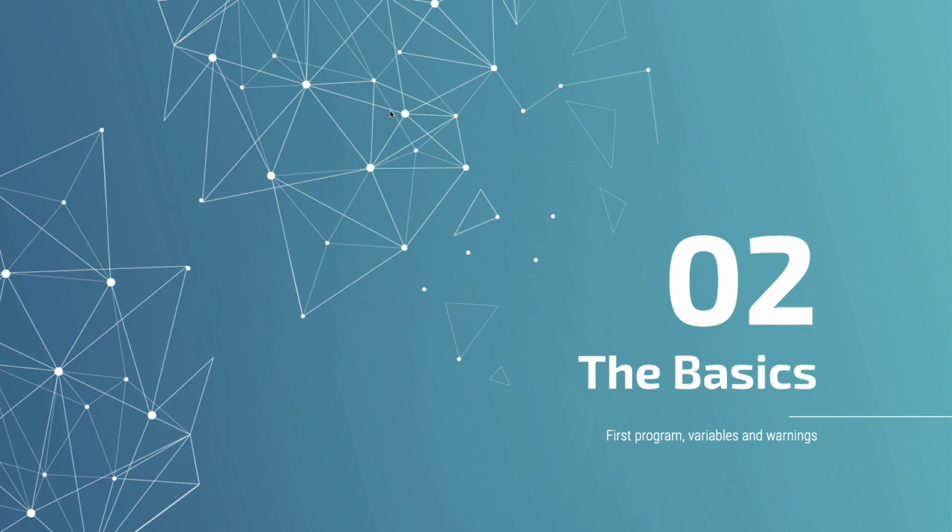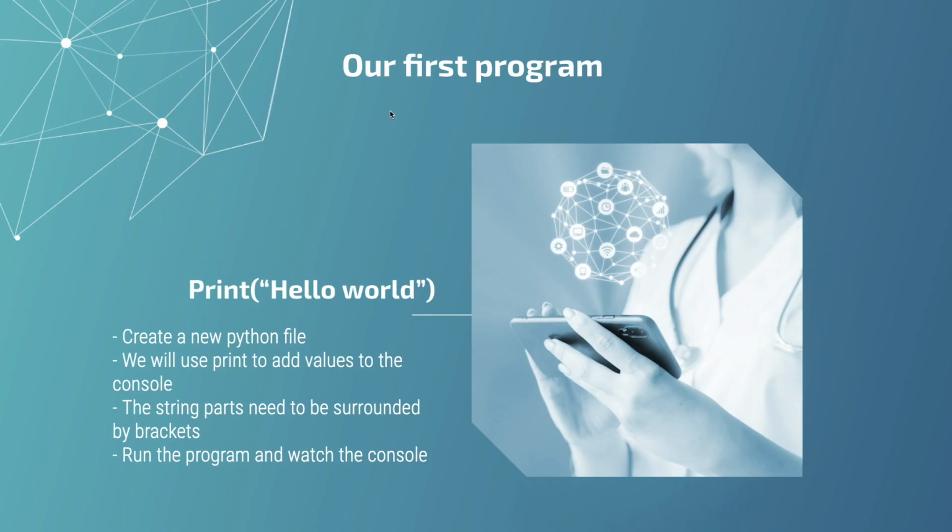In this section, we'll go over the basics. We'll write our first program. Our first program, of course, will be printing hello world. Print in Python, by using brackets, will print any string or variable to the console. It's very useful, especially when you want to deliver some messages to the console during execution of a certain program.